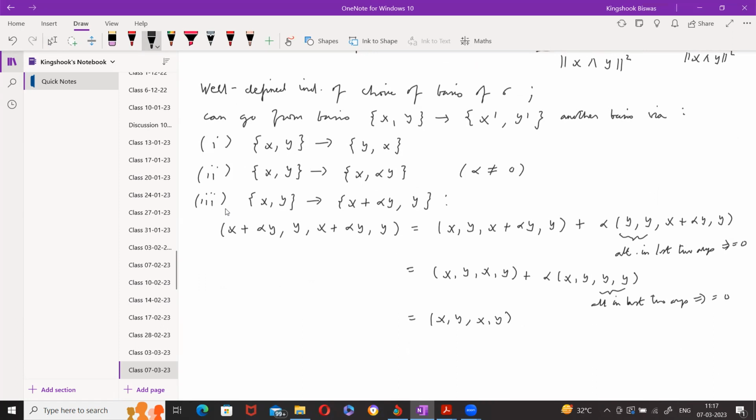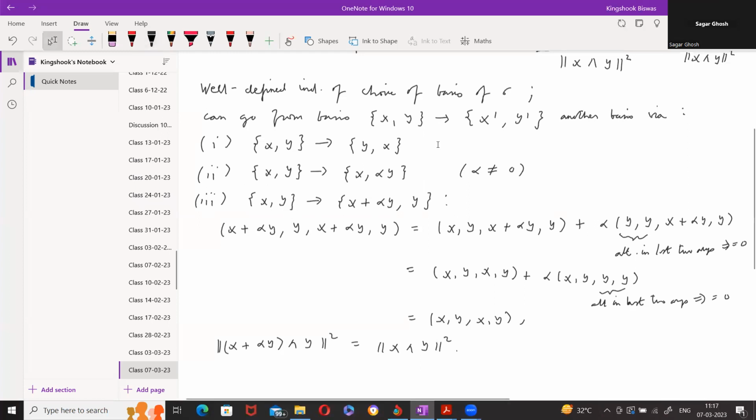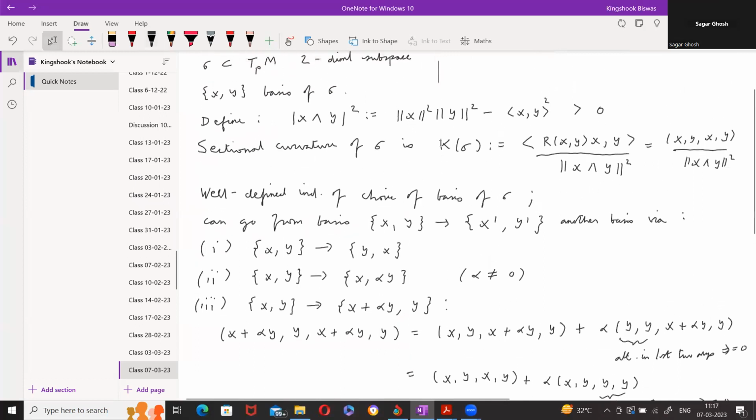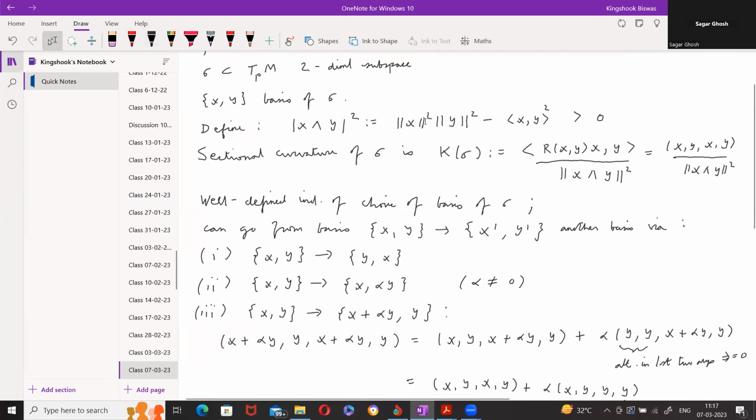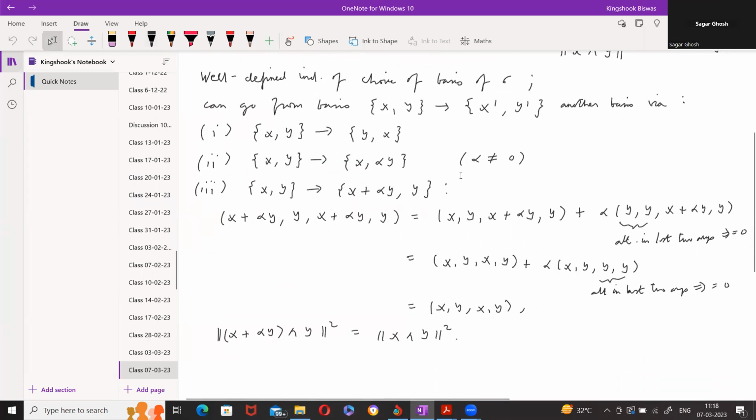So this becomes just R(x, y). Okay. And I leave it to you to check that the norm squared of x plus alpha y wedge y is the same as the norm squared of x wedge y. You can check this by writing the norm squared as the inner product of a vector with itself and using bilinearity of the inner product. You can expand this out and you'll see that this expression remains unchanged if I replace x by x plus alpha y. Okay, so that means this sectional curvature is well defined. Is that clear?